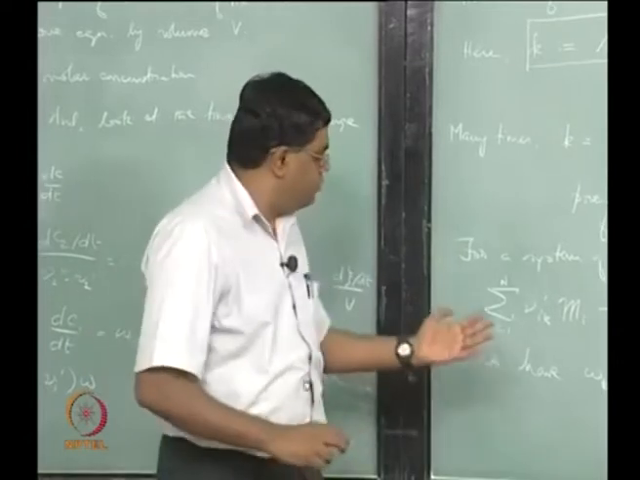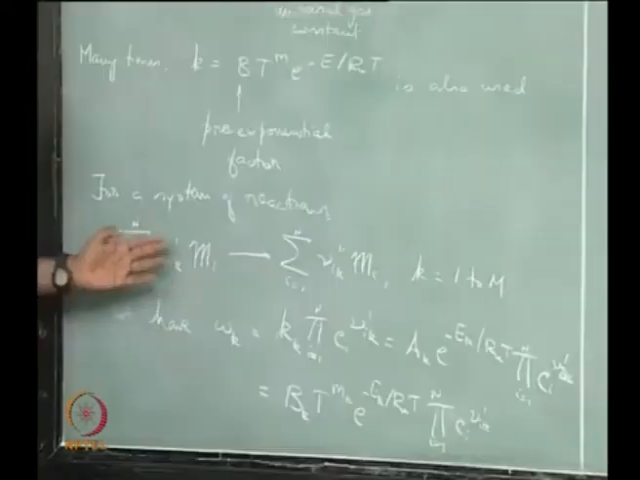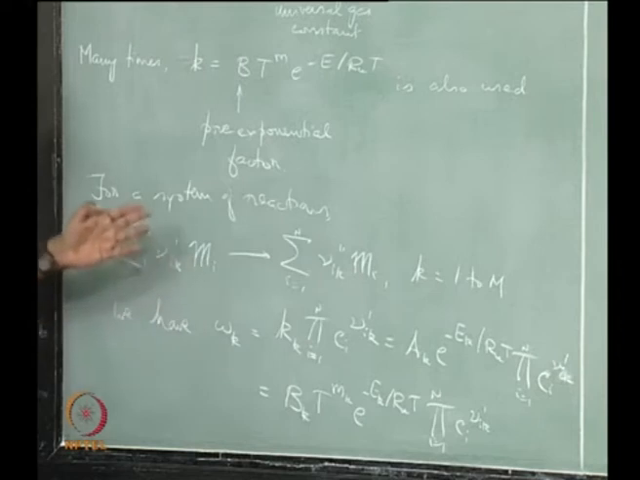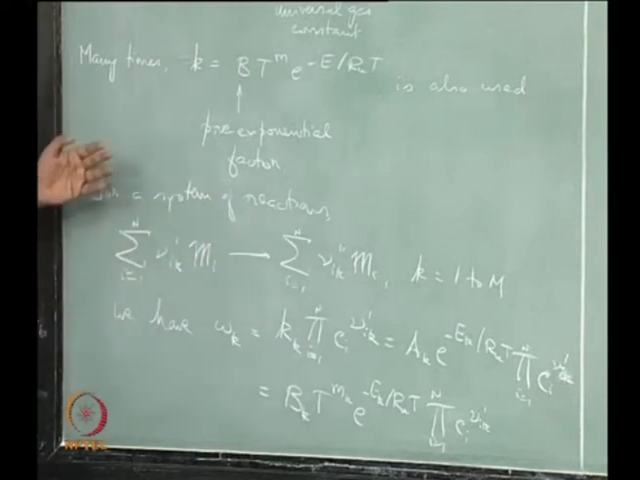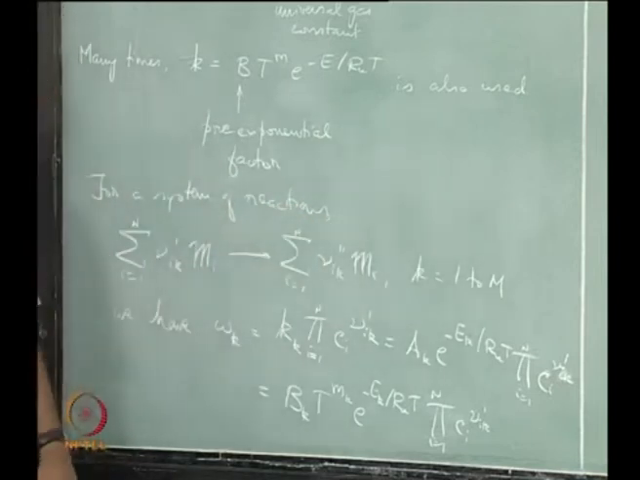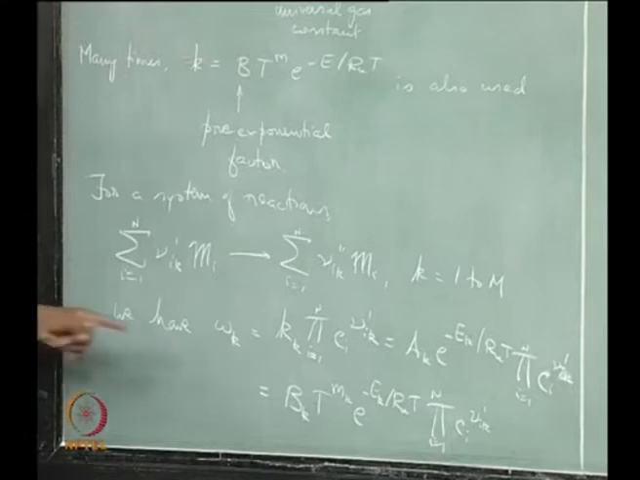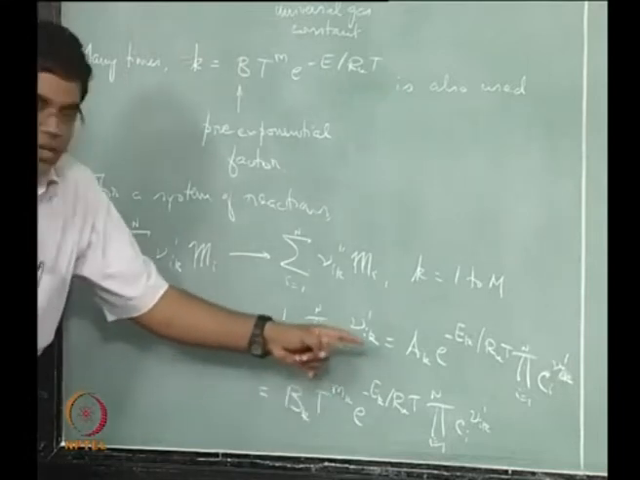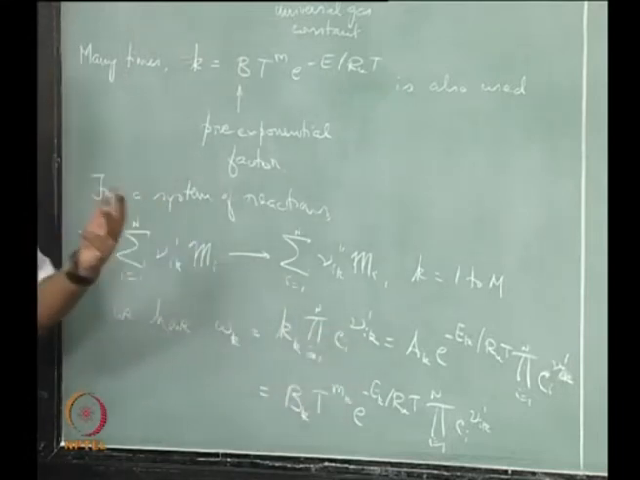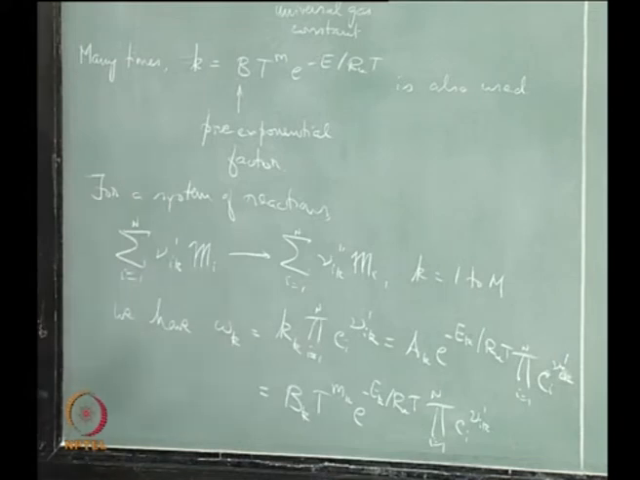That will give you the nu ik single prime, nu ik double prime, script MIs for i going from 1 to capital N. What is capital N and what is capital M? All these things. That is only the scheme. In addition to this, we have to get BK, MK and EK, these three parameters for each of the reactions. That's a killer. Many times you get into a trip problem there.